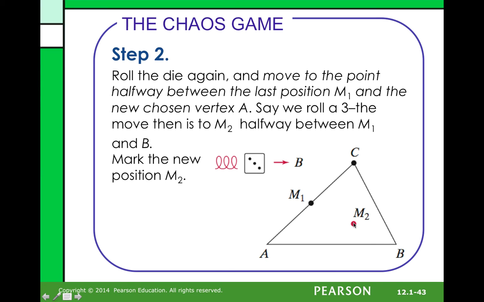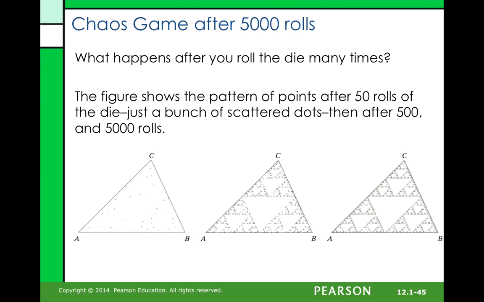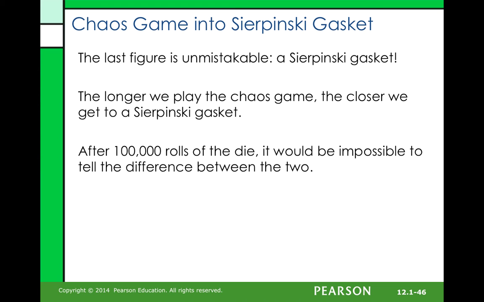Now we can roll the die again. We're either going to go halfway to A, halfway to C, halfway to B. Let's say we go halfway to C, so we're right here. Then we'd roll the die again. We'd either go halfway to A, halfway to C, or halfway to B. And so on. We just do that thousands upon thousands of times. We will get something that looks, to the naked eye, identical to the Sierpinski gasket. It's bizarre, okay? There's no reason in the world to think that this would happen, and yet it does.